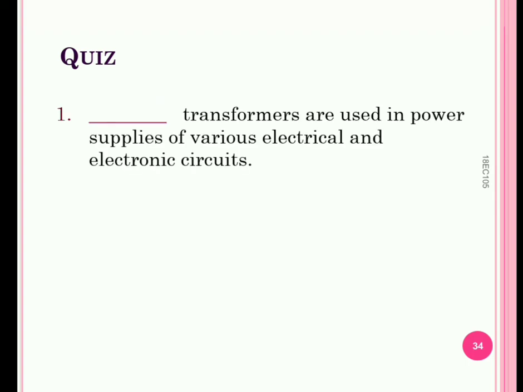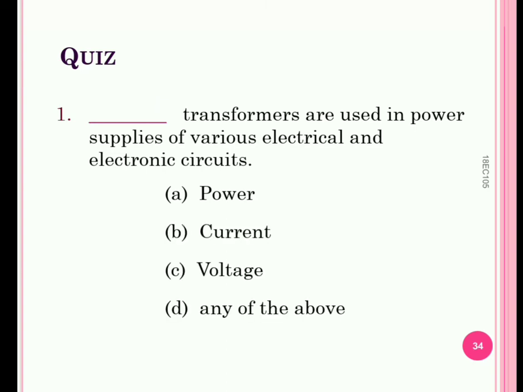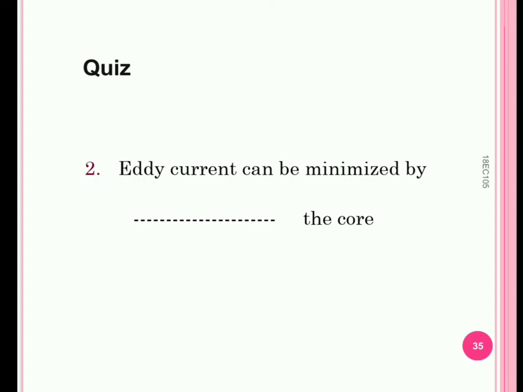Now let us try to recap or check our memory by answering a few quiz questions. Dash transformers are used in power supplies of various electrical and electronic circuits. What do we call them? Power transformers, current transformers, voltage transformers, or any of the above? They have to be called power transformers. So they are called power transformers.